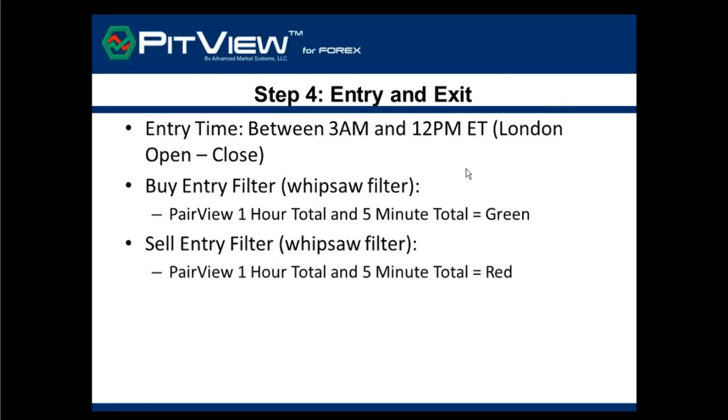My buy entry filter, and I also call it a whipsaw filter. On pair view, on the 1 hour total and the 5 minute totals, in order to take a buy entry, I need both the 1 hour total and the 5 minute total to just be green. That's all I need. I need it to be green. I need it to confirm buy imbalance to the upside with the market makers, to confirm that I'm actually on the right side of the market, that I'm trading along with the big money. That's the entire reason this thing exists, is to get us on the same side as the market makers.